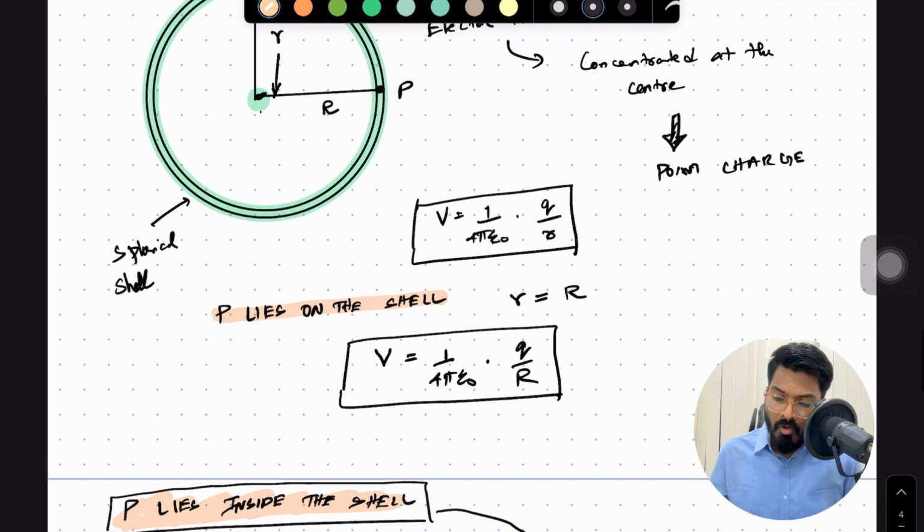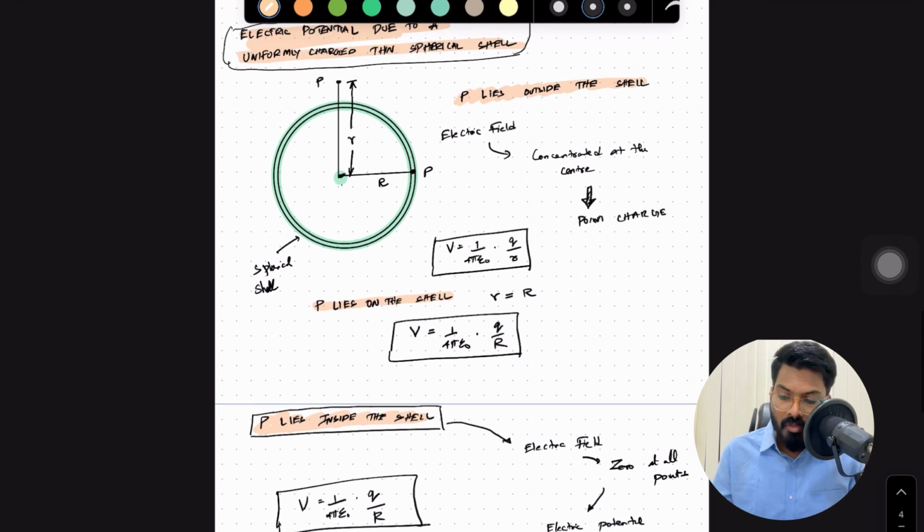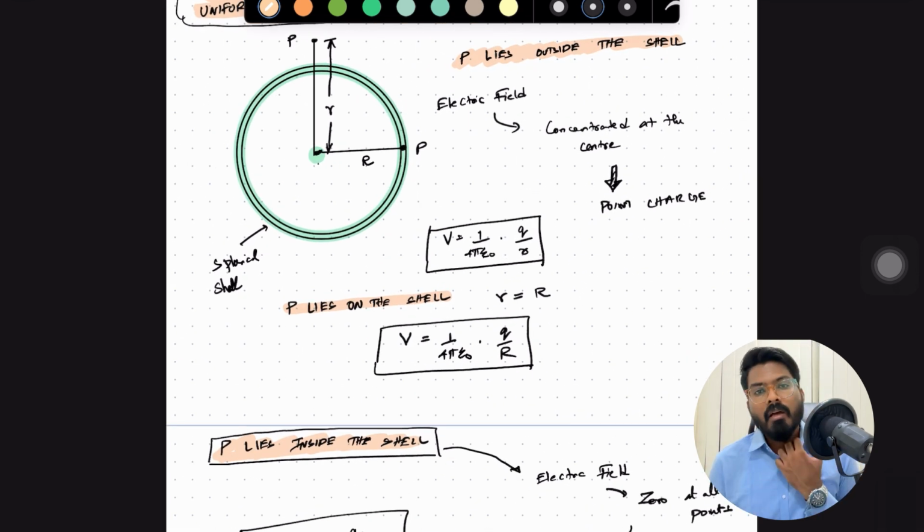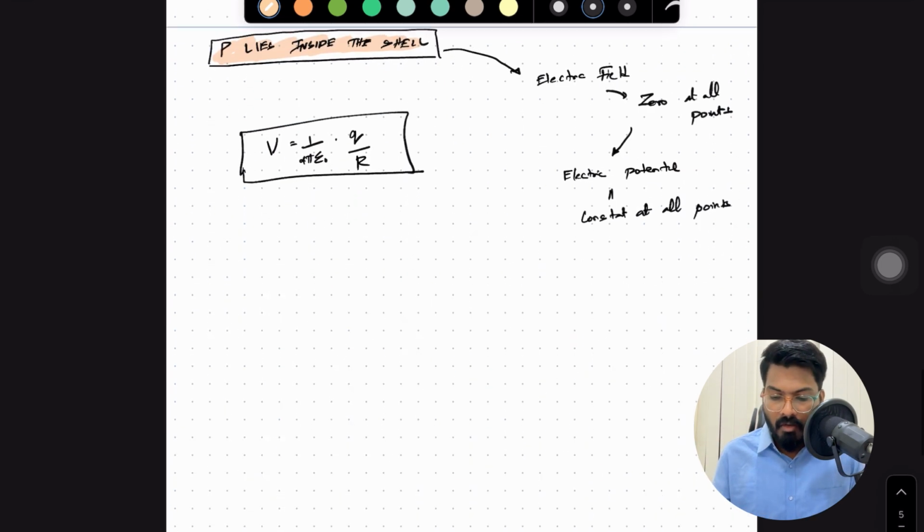Now we have looked at 3 different scenarios. P was first outside the spherical shell. Then I moved P to the surface of the spherical shell. Then P came to the center of the spherical shell. Now can we visualize how the potential is varying as a result of that? Now let's do that.